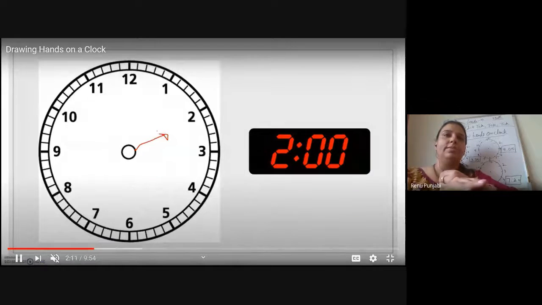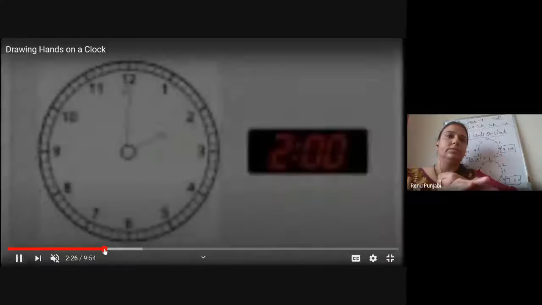See, the short hand will be on 2 and the long hand will be on 12.